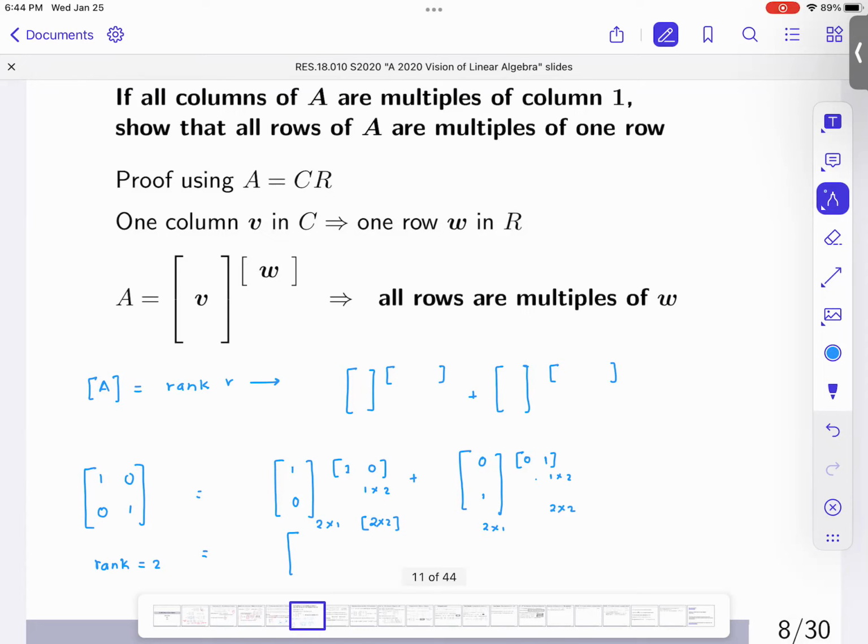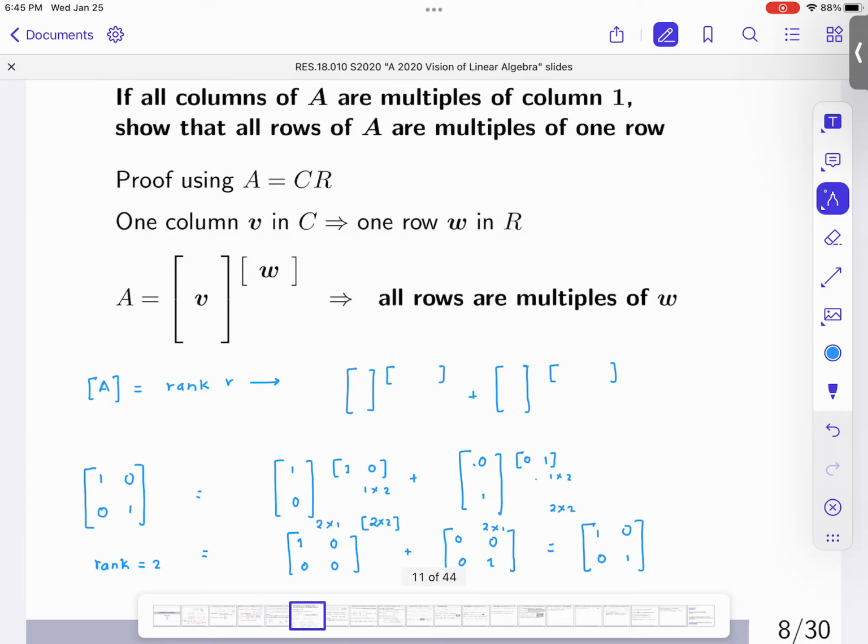Do you agree with me? Let's perform this multiplication. First row, first column, 1. First row, second column, 0. Second row, first column, 0. Second row, second column, 0. Do you agree with me? Same thing over here. First row, first column, 0. First row, second column, 0. Second row, first column, 0. Second row, second column, 1. Do you agree with me? And when I add these two, what I get is 1, 0, 0, 1. Are you with me? Everyone understood this?